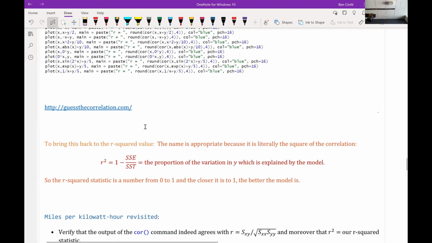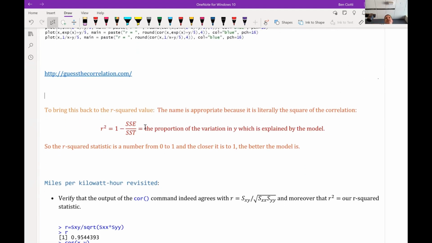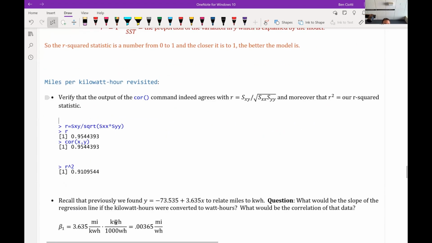Now let's relate this back to the R squared statistic that I defined like 10 minutes ago. So it turns out that the R squared stat is just the square of the correlation, right? So that's why we use that notation. That's why we denote the correlation by R and the R squared statistic by, well, R with the square, because it is in fact the square of the correlation.